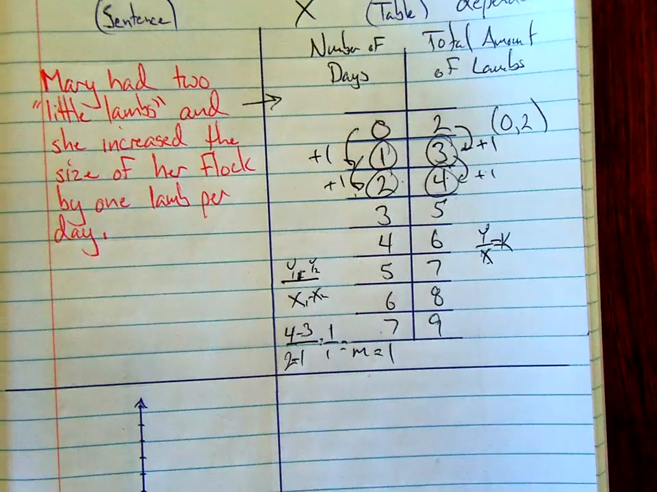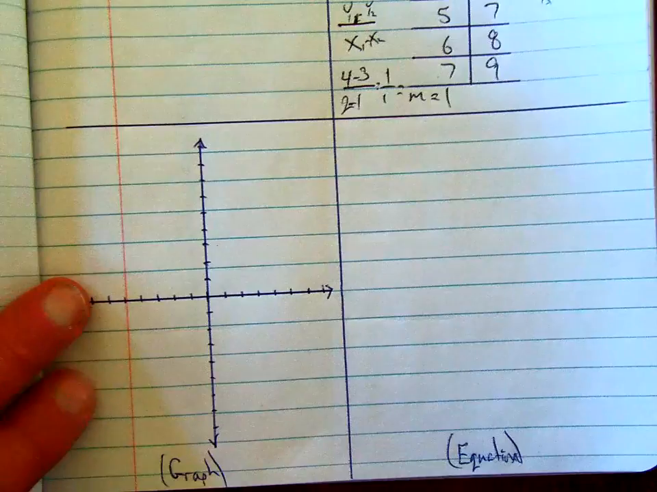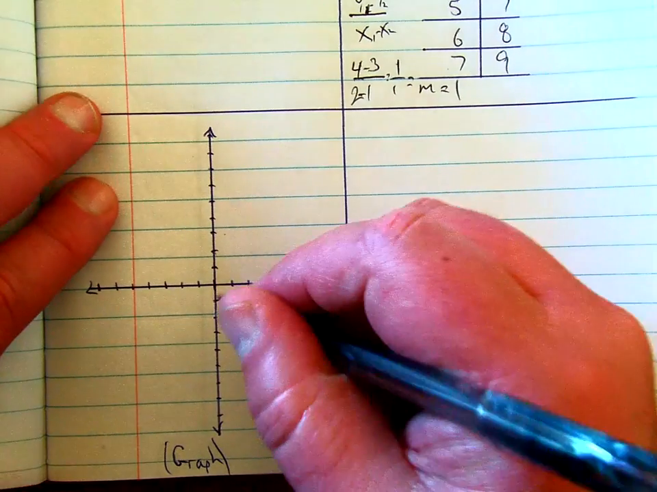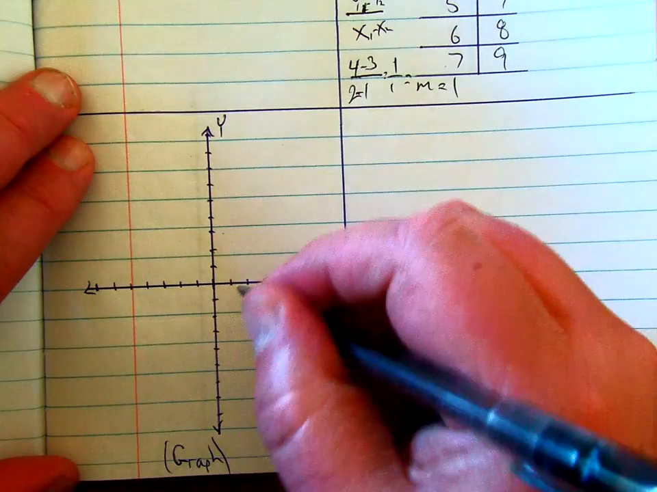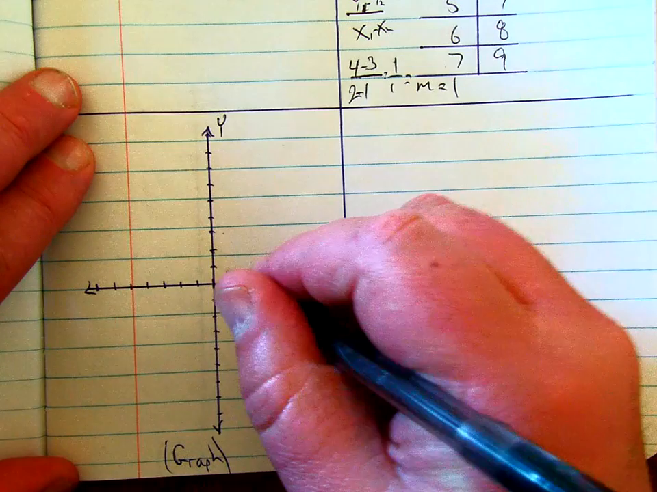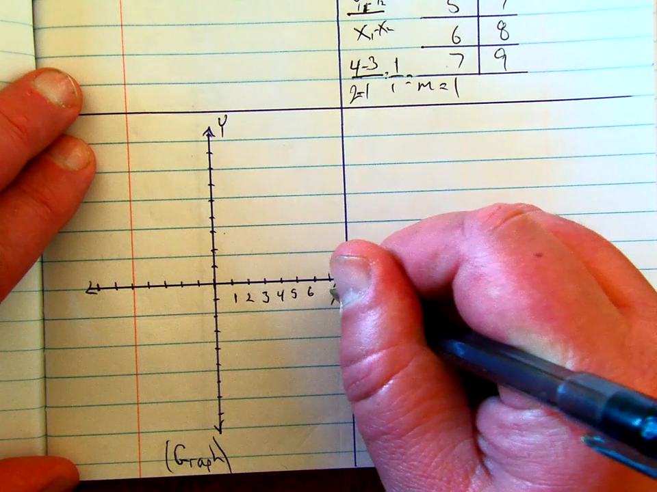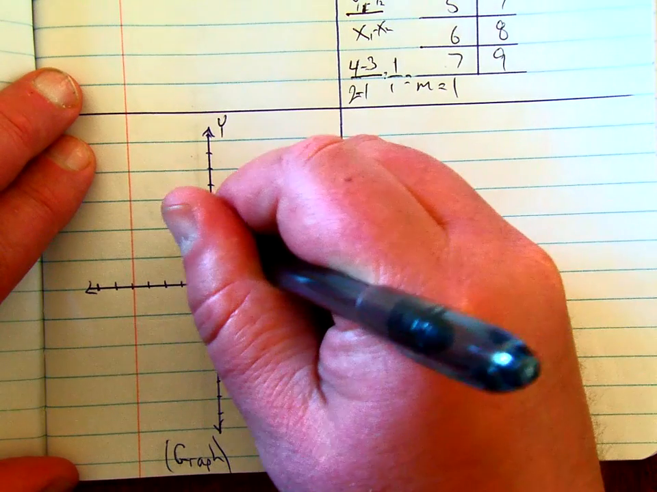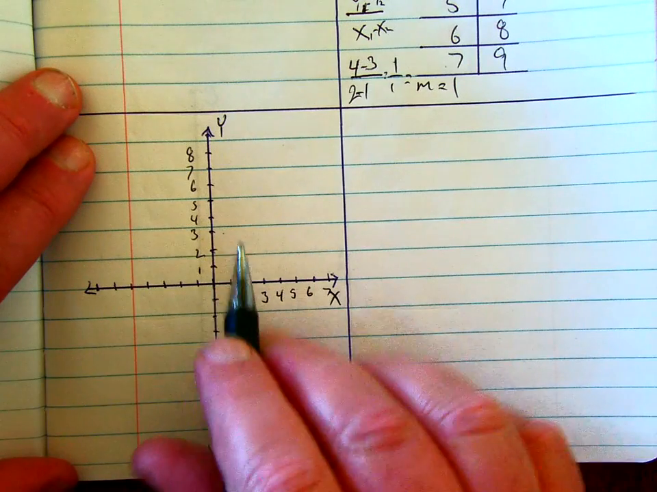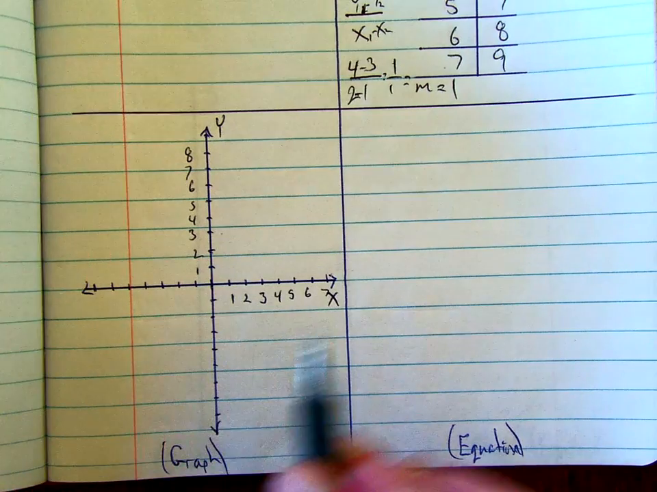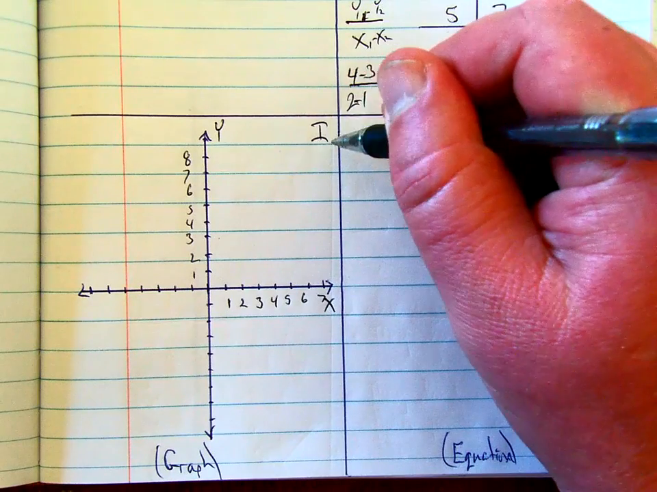Let's put this into a graph. I'm going to label my graph. Again, I've got my x-coordinate, I've got my y-coordinate, and I'm just going to use intervals of 1. So 1, 2, 3, 4, 5, 6, 7. 1, 2, 3, 4, 5, 6, 7. We're really not talking about having negative lambs, that Mary's not owing anybody lambs. So we're going to focus just on this first quadrant. Quadrant 1 just deals with positives.